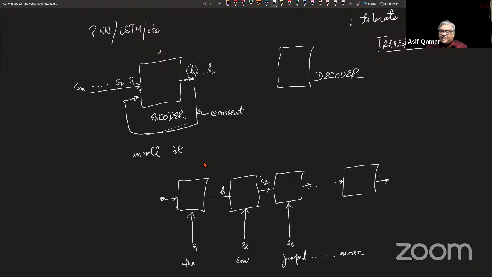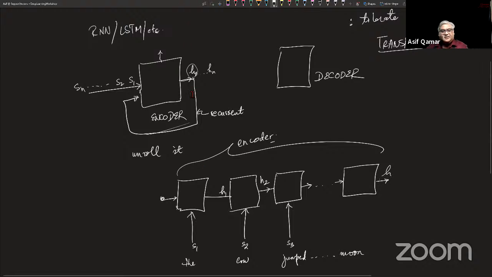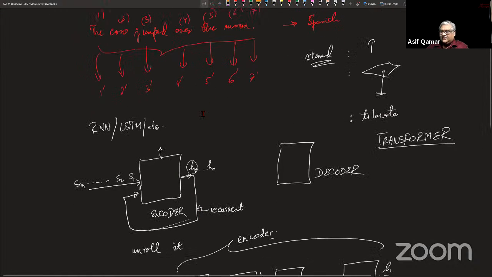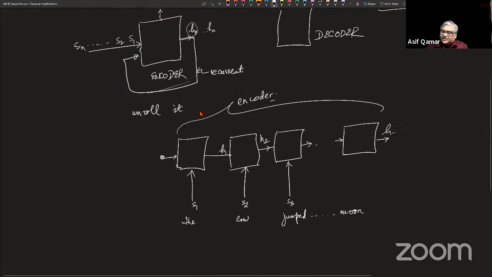So what comes at the end of it? This entire thing is actually just one RNN, but we have unrolled it as though it's many. It is the encoder. Now, at the end of it, we'll have the final thought, which is, I believe, 7 tokens, so you will end up with H7. Think of it as the final thought.